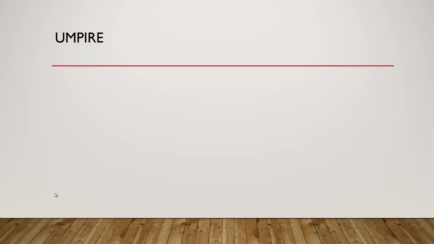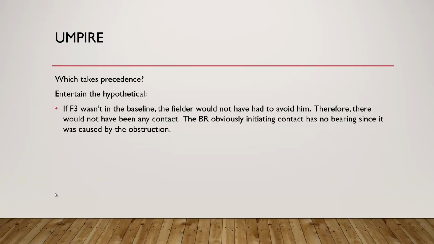Now, I've given you the facts. At this point, this interpretation is purely mine. As much as I would love to take an out here, what's going to take precedence? Okay? First of all, let's entertain this hypothetical situation. If fielder 3, the first baseman, wasn't in the baseline, the fielder would not have had to avoid him. Therefore, there would not have been any contact. The batter runner obviously initiating the contact has no bearing on this since it was caused by the obstruction. So the batter runner had to avoid the fielder, in this case the first baseman, who was standing in the baseline without the ball.